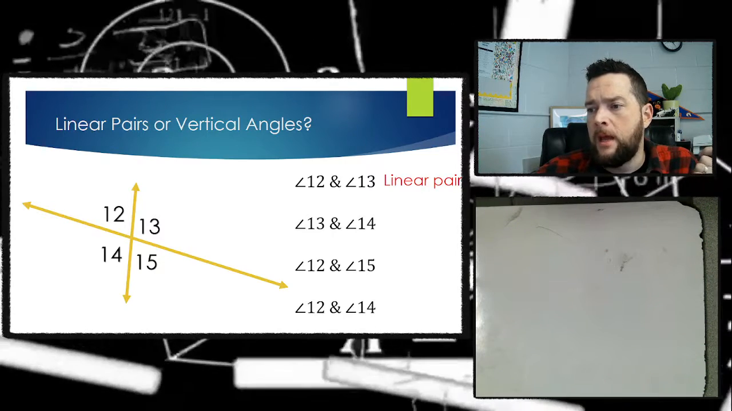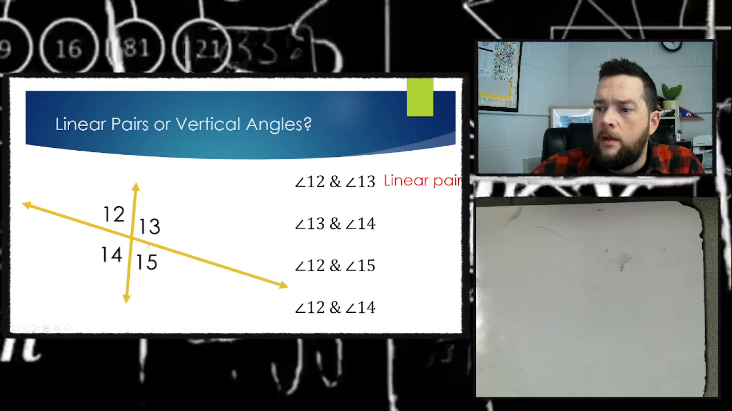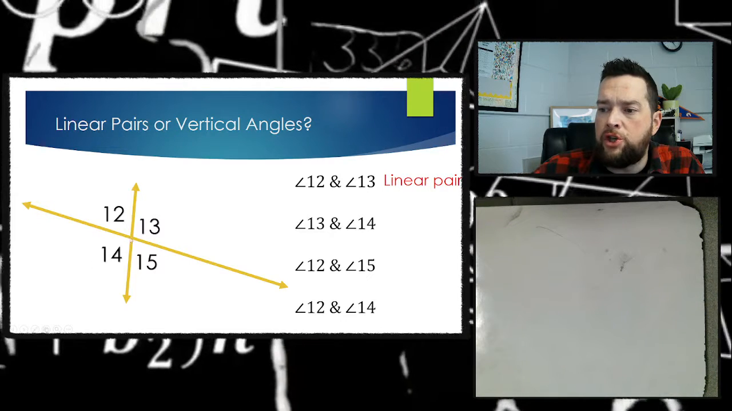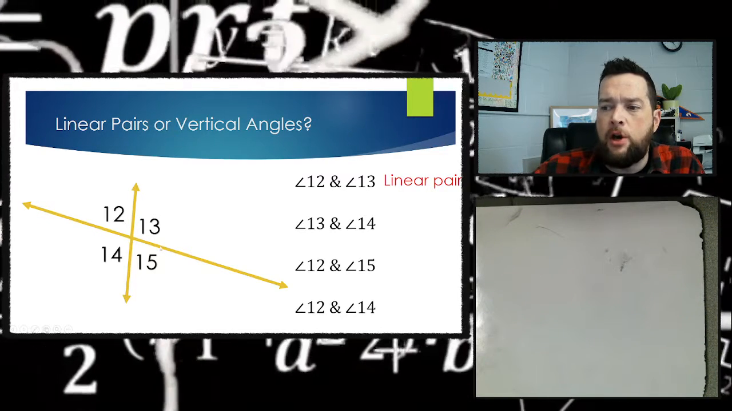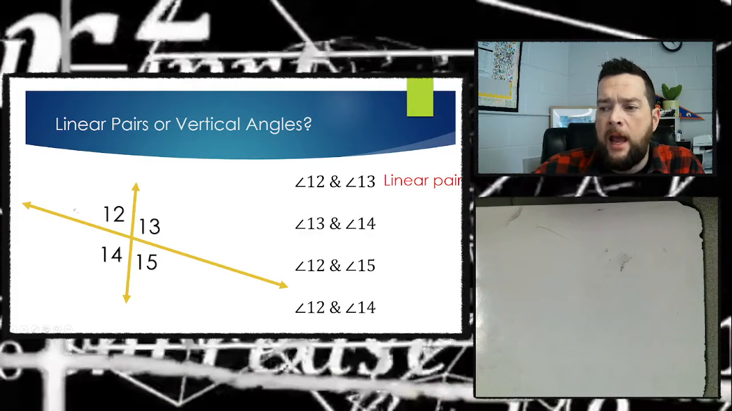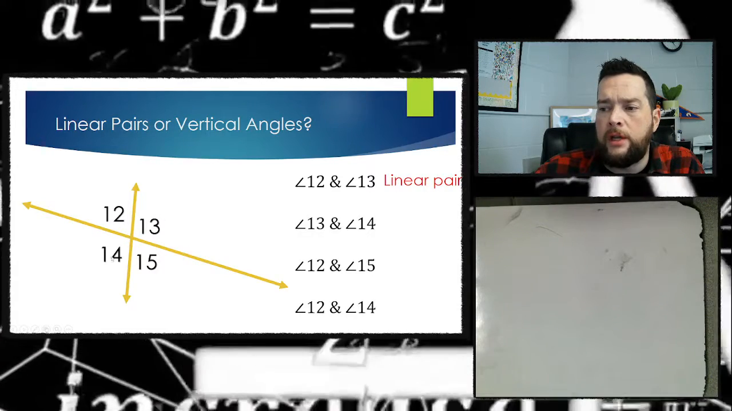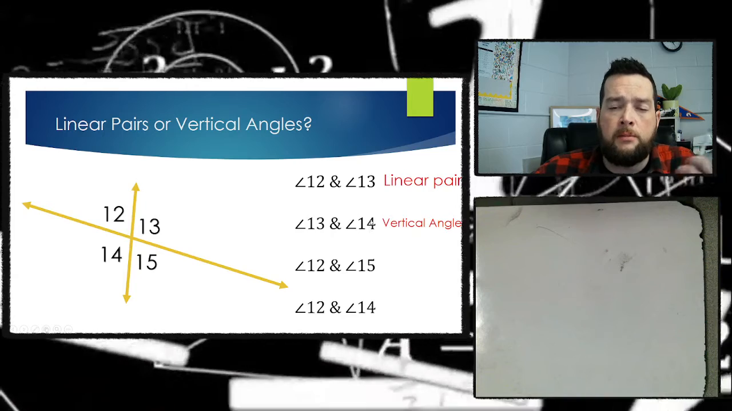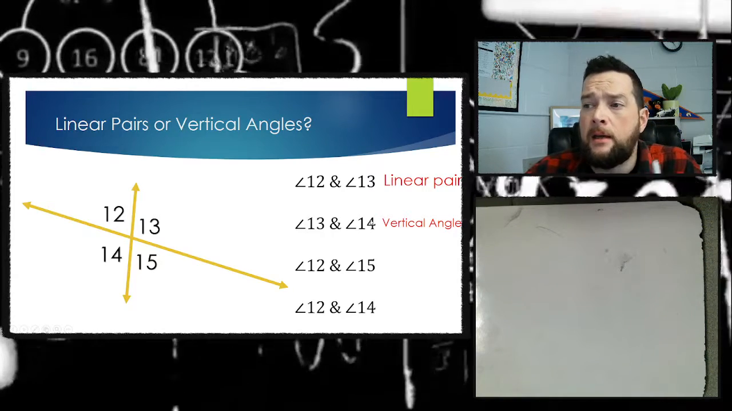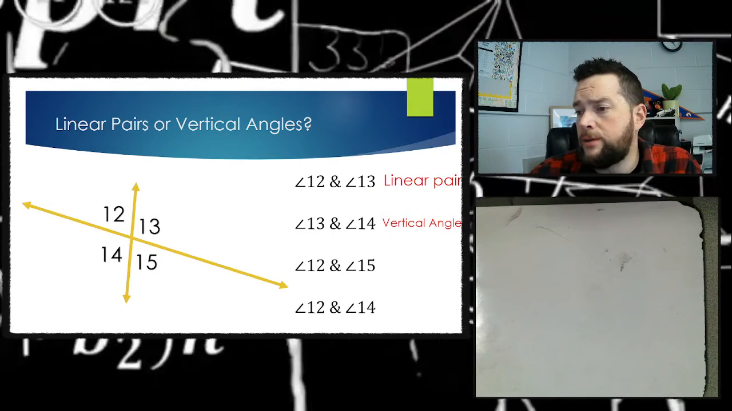answer. Okay, 13 and 14. Those are across from each other. They share a same vertex, but they don't share a same side, all right? And there's intersecting lines, so they're vertical to each other and they're congruent. So for this question, just asking one or the other, it's vertical angles.